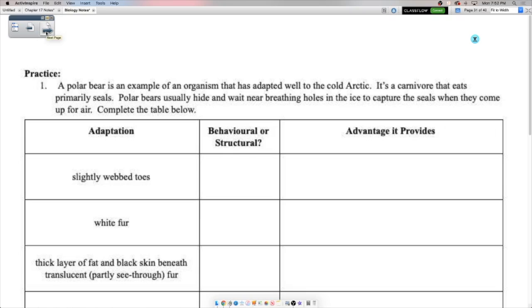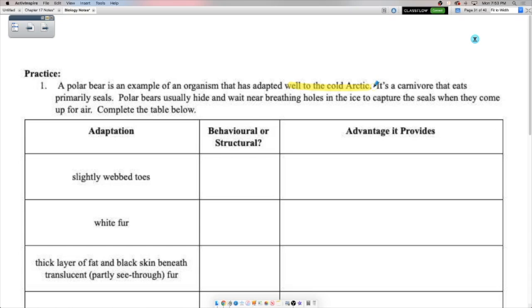So just to get thinking about adaptations here a bit, let's look at some for an organism. How about a polar bear? So a polar bear is an example of an organism that has adapted well to the cold Arctic. So we got to keep in mind they live somewhere cold and somewhere that's always snowy. Keep that in mind. It's a carnivore that primarily eats seals, and they usually hide and wait near breathing holes in the ice to capture seals when they come up for air.